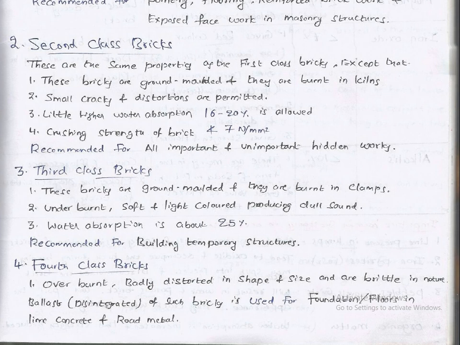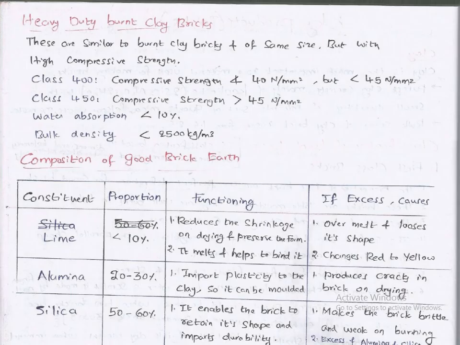Heavy duty burnt clay bricks. These are similar to burnt clay bricks and of the same size but with high compressive strength. Class 400, compressive strength not less than 40 Newton per mm square but less than 45 Newton per mm square. Class 450, compressive strength greater than 45 Newton per mm square. Water absorption is less than 10%. Bulk density is 2.25 kg per mm cube.